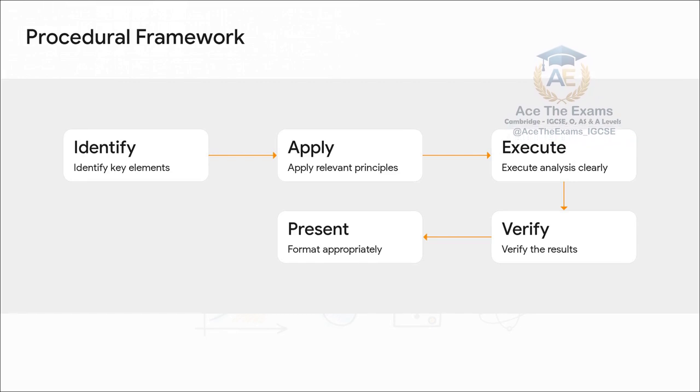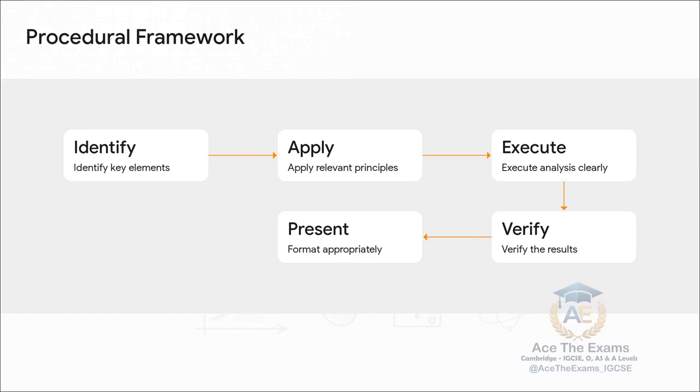Step 5. Present in the appropriate format. Significant figures heavily matter here. If the raw data in the prompt is given to 2 significant figures, your final answer should generally be to 2 or at most 3.